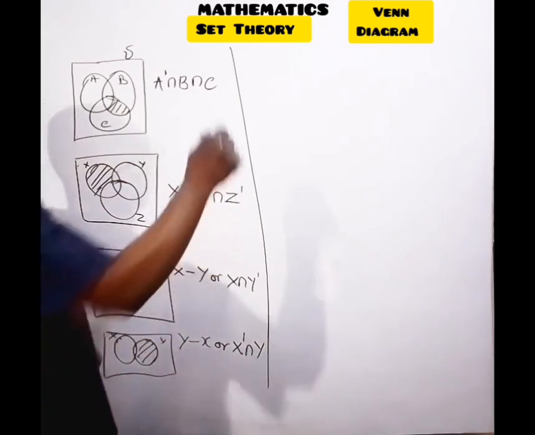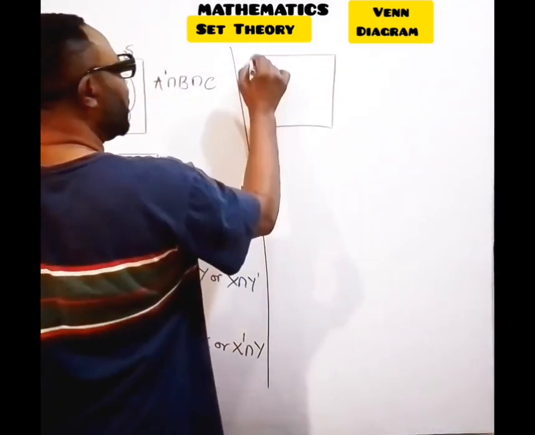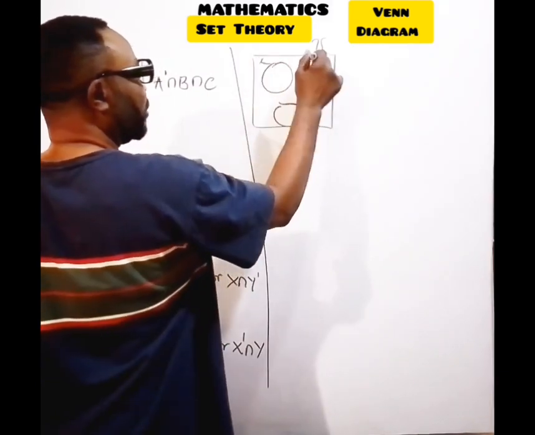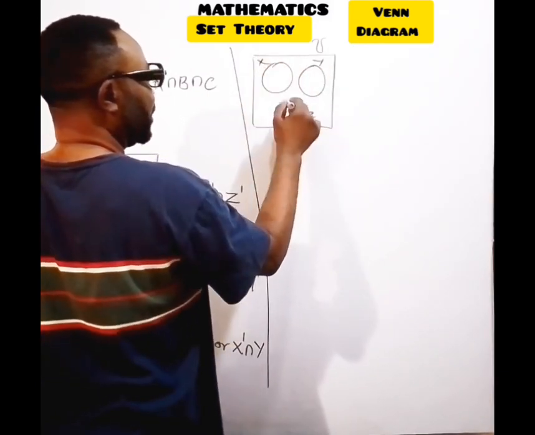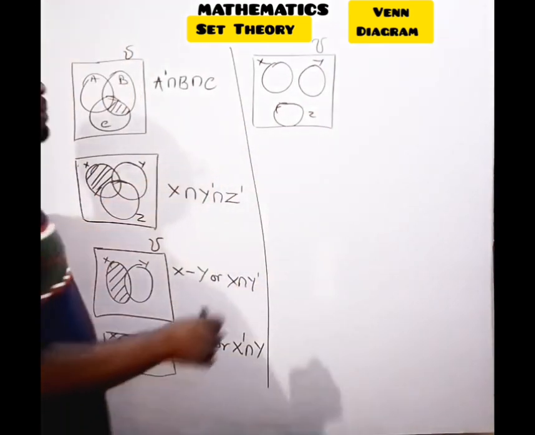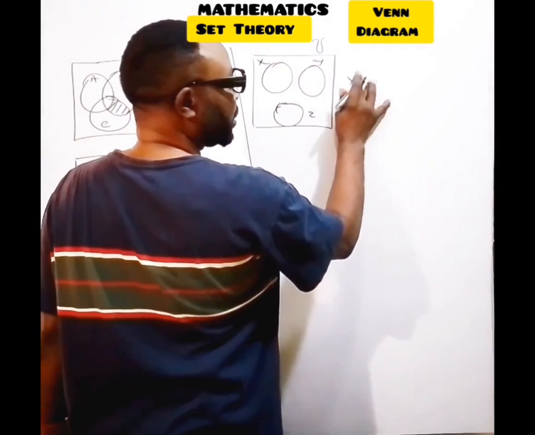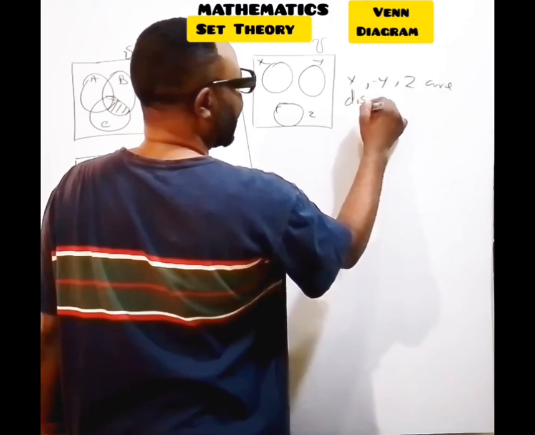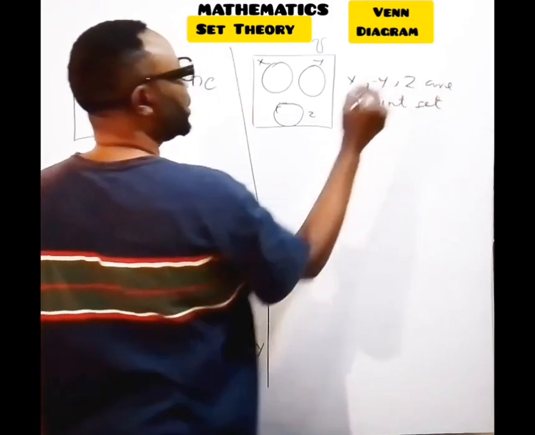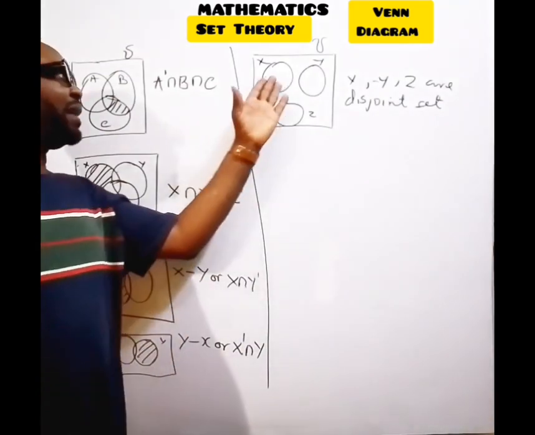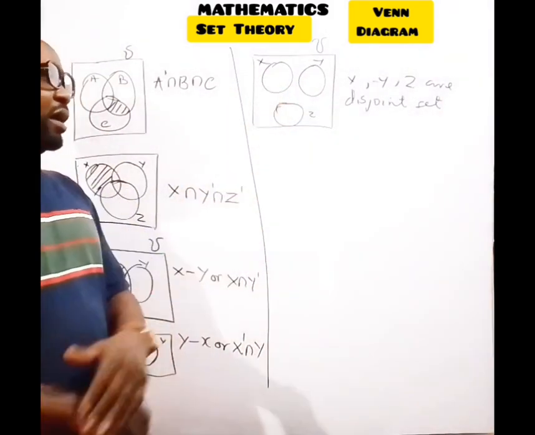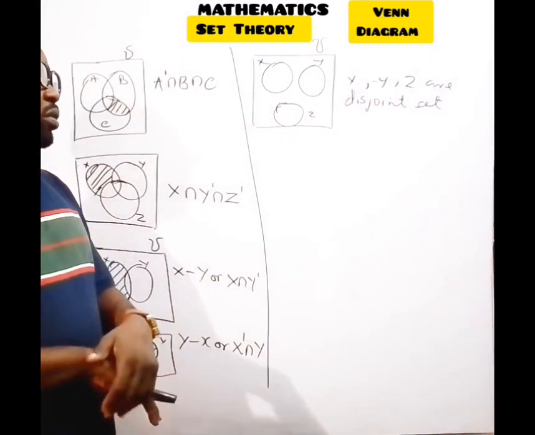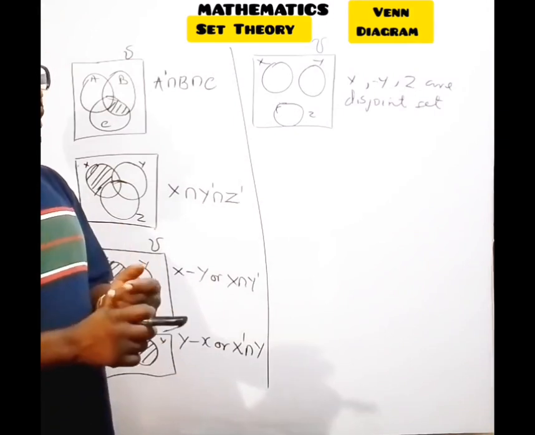Now we move on. When you have a drawing of this nature, this is X, Y, and this is Z. What is the meaning of this? It means that X, Y, and Z are disjoint sets. That is, there is no common element that any of them have. No common element is found between any one of them at all. That is the meaning of such an expression.